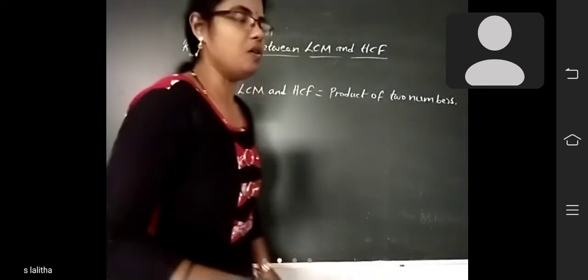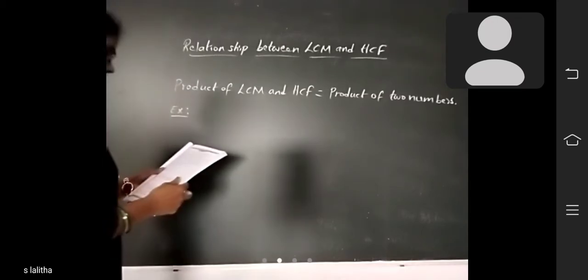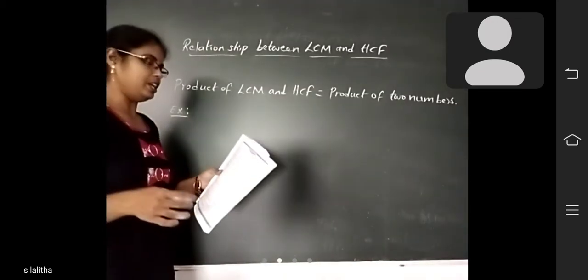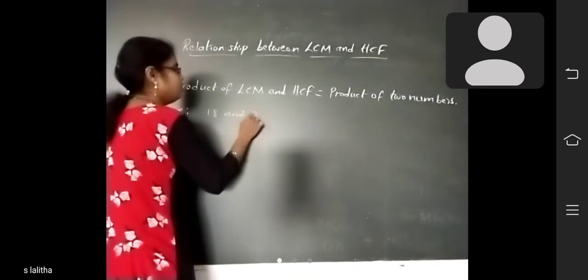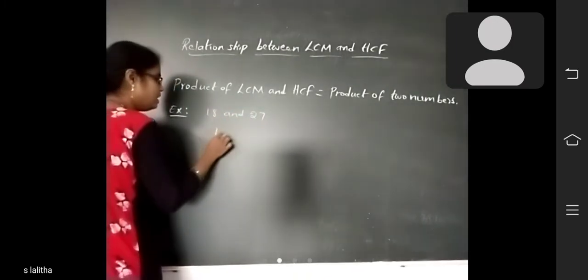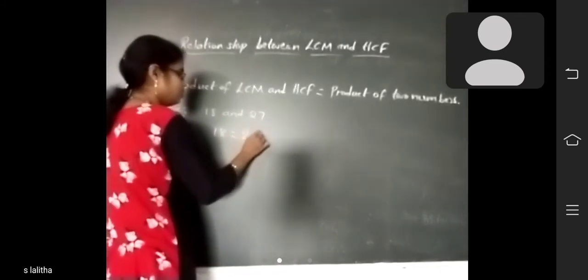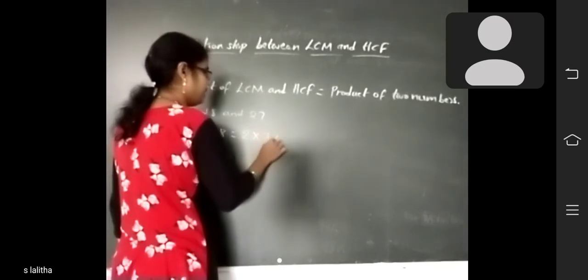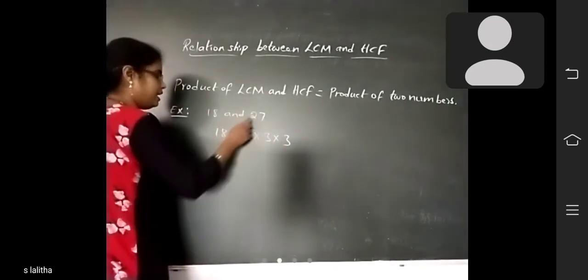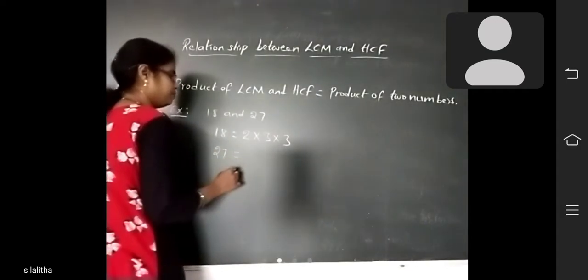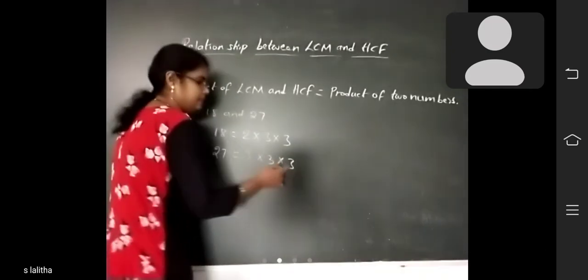Okay, let us go one example, children. You have to take any two numbers, 18 and 27. Okay, so find the factors for 18, children. 2 into 3 into 3. 2, 3 is 6, 6, 3 is 18. And 27, 3 into 3 into 3. 3, 3 is 9, 9, 3 is 27.